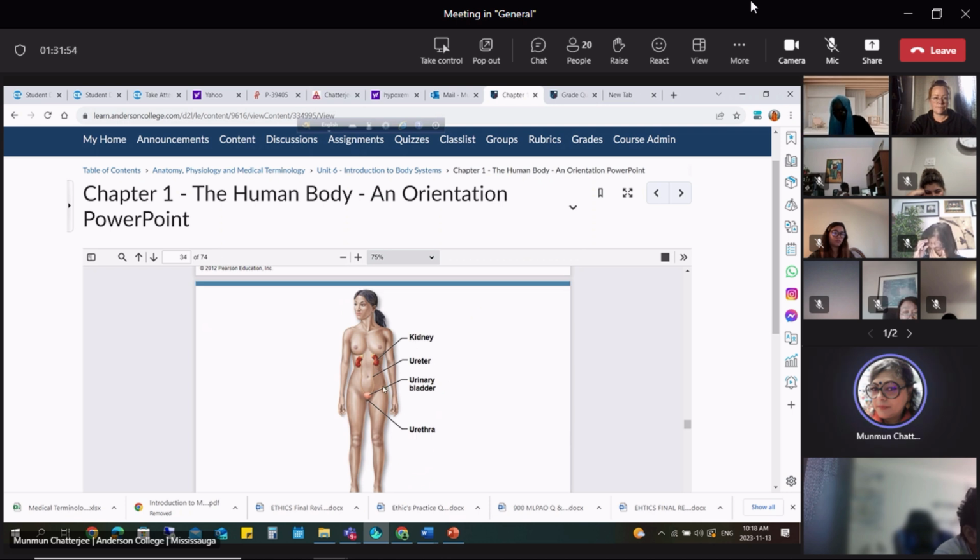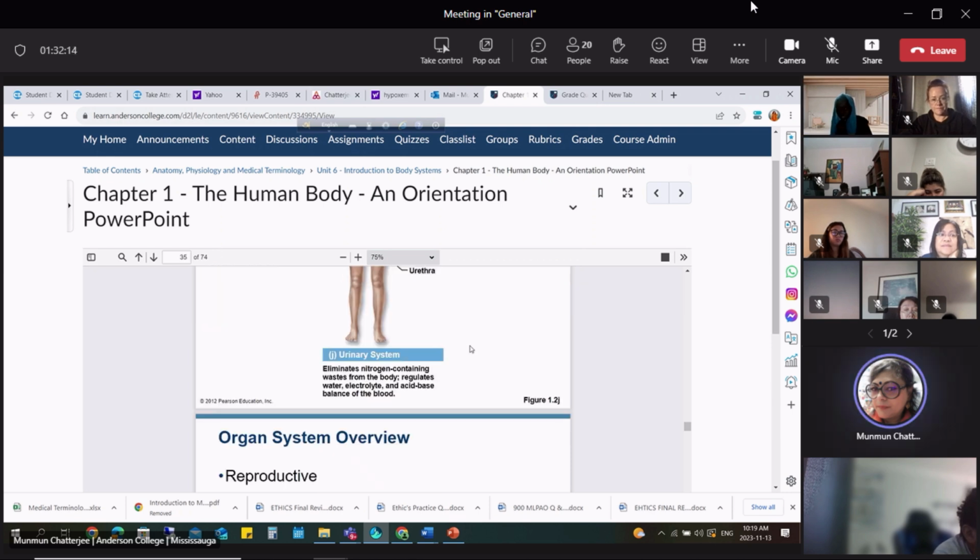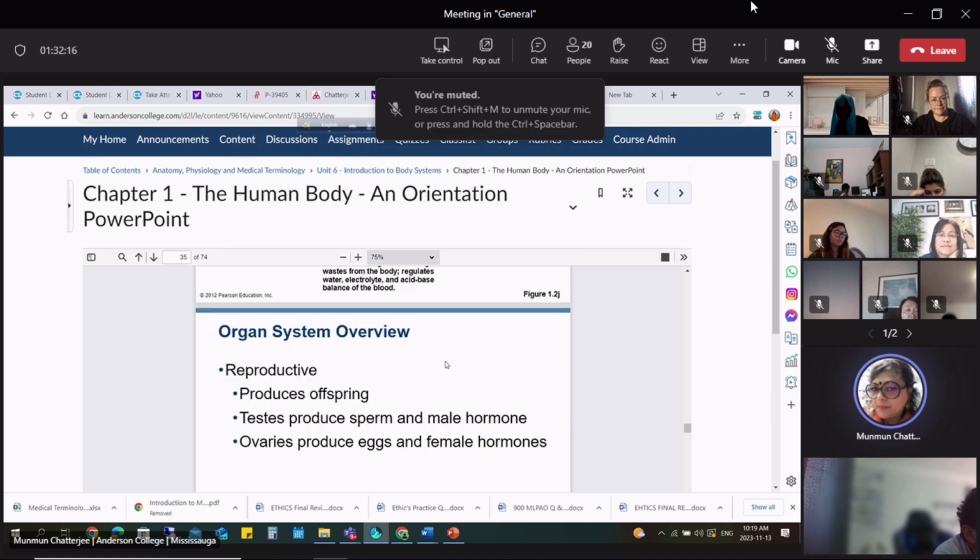What is the meaning of nephrectomy? Removal. Okay, good. Removal of the kidney. Nephrostomy. Also, stomy is opening, a surgical opening of the kidney. Incision. Good. Very good.